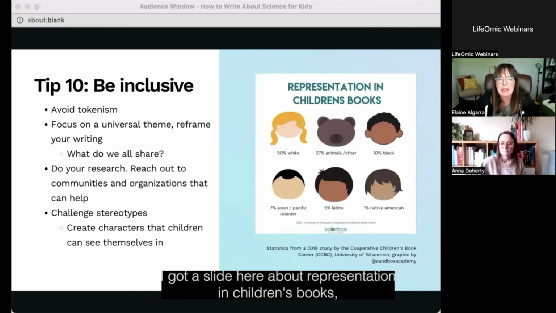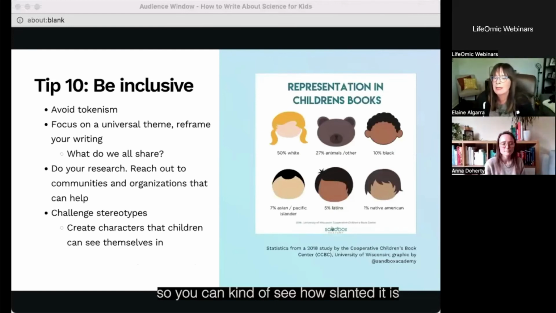I've got a little slide here about representation in children's books, so you can see how slanted it is.